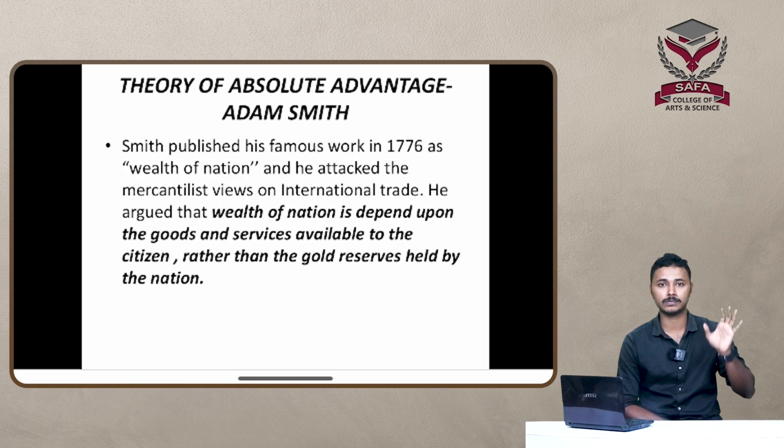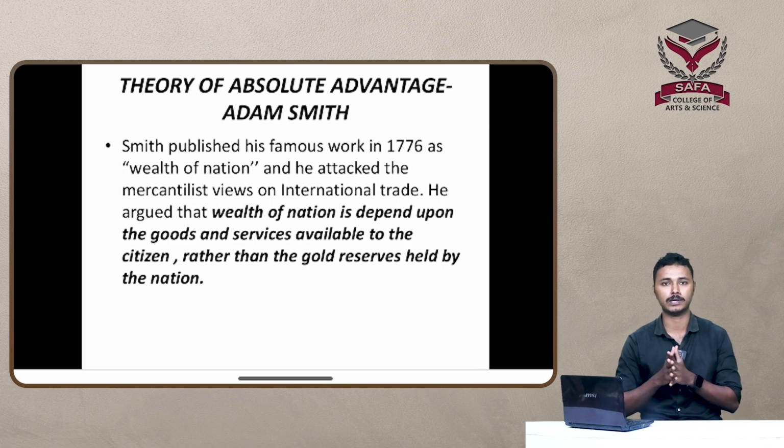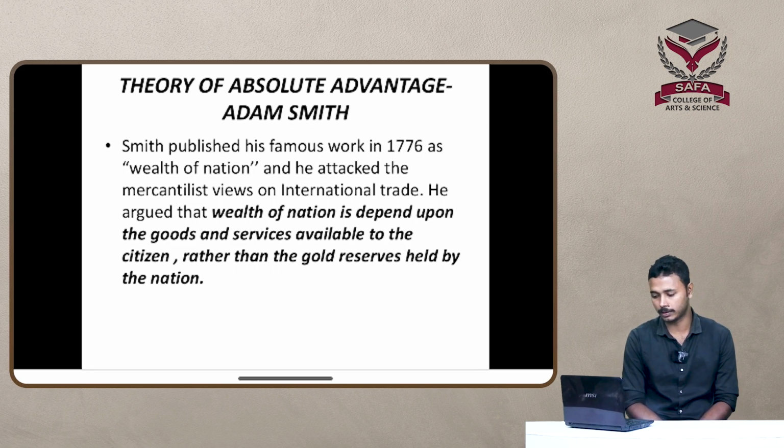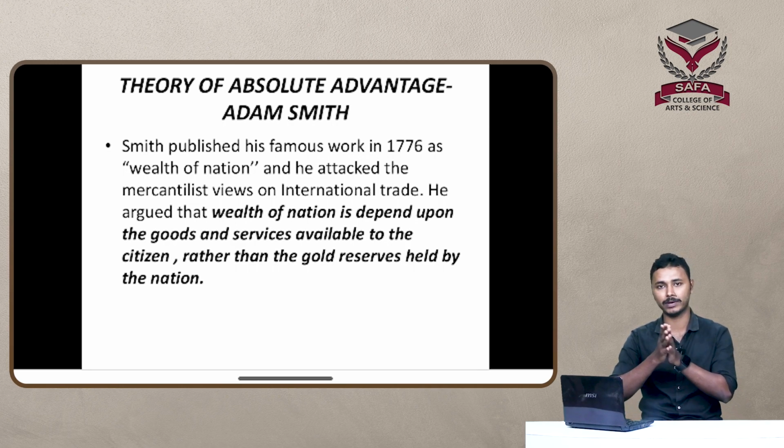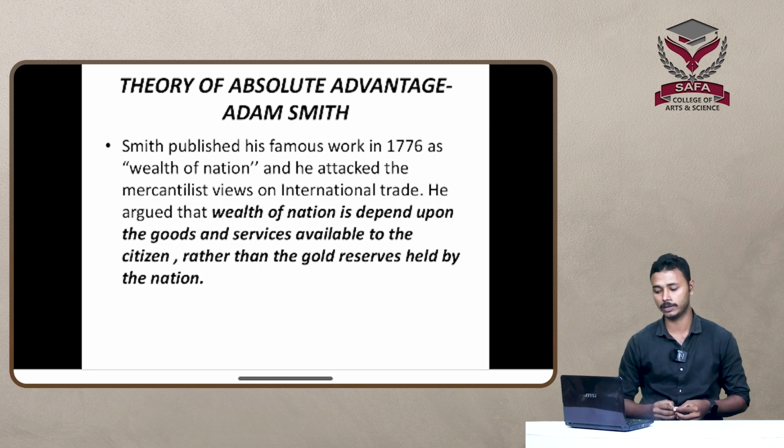Next, the first classical theory, absolute advantage. It was introduced by Adam Smith. He published a famous work, the well-known book, Wealth of Nations, in 1776. With this book he attacked the mercantilist views on international trade. He argued that the wealth of a nation depends on the goods and services available to the country, not on the basis of gold reserves. It was the first opposite of mercantilism.